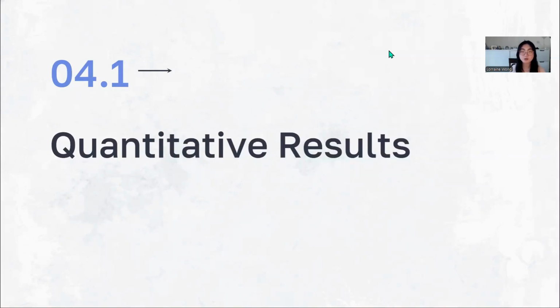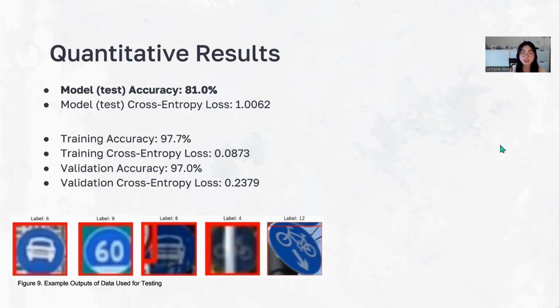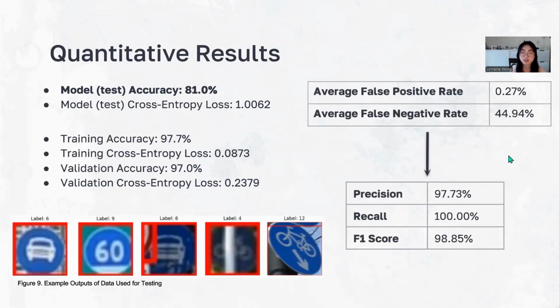Now, let's talk a bit about quantitative and qualitative results. Based on the test results, our model reached an accuracy of 81% with cross-entropy loss of around 1. However, our model was able to reach a higher train and validation accuracy of around 97%. We also calculated several values from the confusion matrix, and with that, calculated the precision, recall, and F1 score. Both precision and F1 score proved the high accuracy of the model despite possible class imbalances.